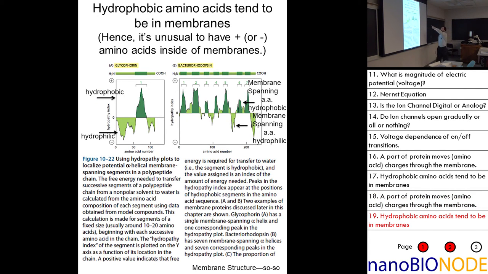So this is just an example of two proteins. This is hydrophilic, this is hydrophobic. So that means it's hydrophobic, and therefore it tends to be membrane spanning. And this shouldn't say membrane spanning, but it means it's hydrophilic.